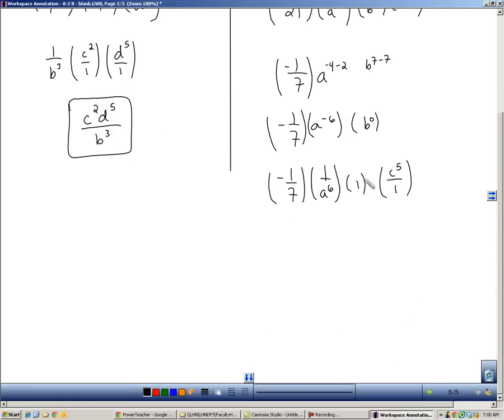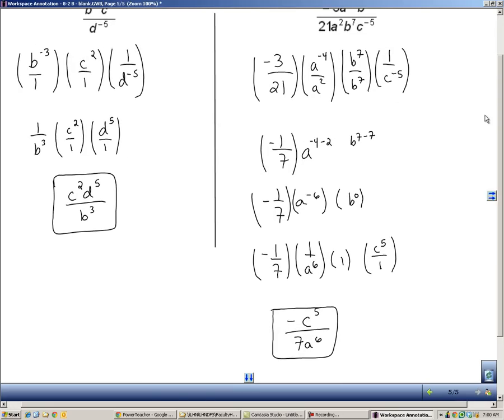Now finishing this off, on the top we have a negative 1 with a c to the fifth, and on the bottom we have a 7a to the sixth. So you can see that breaking everything up into separate fractions and then dealing with them individually is often easier. But we've used our negative exponent rule and our zero exponent rule here to simplify.